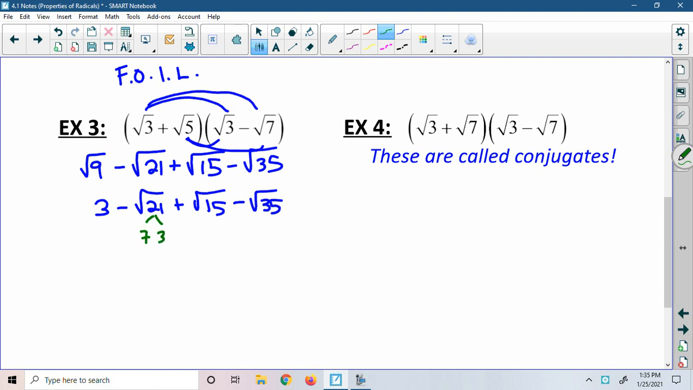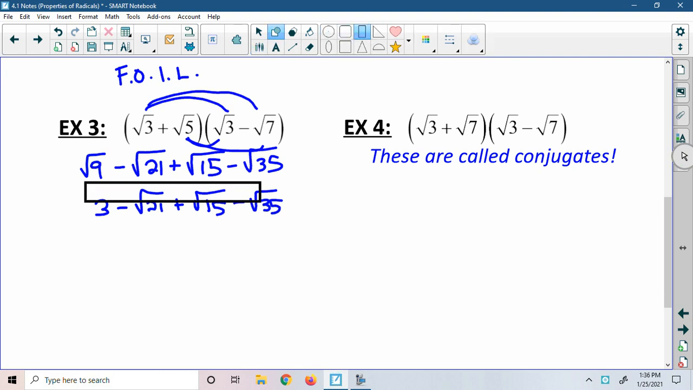The 21 can't because the only way it can break up is 7 and 3, and there are no pairs to circle there. 15, I think, is the same way. The only way it can break up is 5 and 3, so it can't simplify, and the square root of 35, 7 times 5 is the only way that one breaks up, so none of these will simplify any further, so we can't combine any more of them, and that's our final answer.